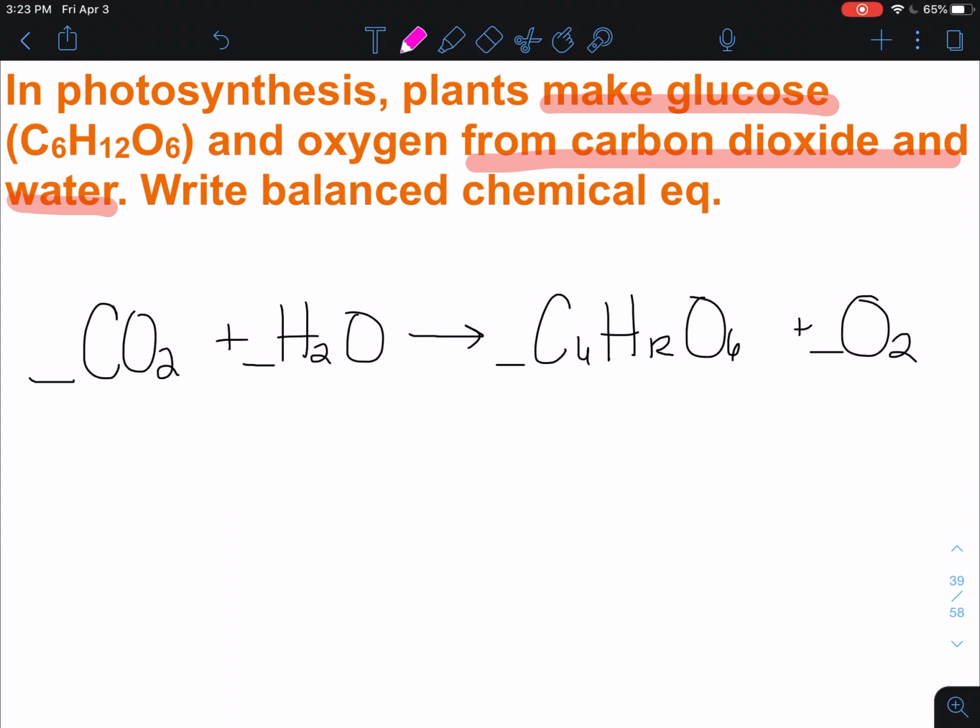All right, so now that we have the correct chemical formulas, the only thing that's tricky about this is that it says "and oxygen." So always remember oxygen's a diatomic, and especially in chemical reactions, if it's by itself, it's always going to be O2.